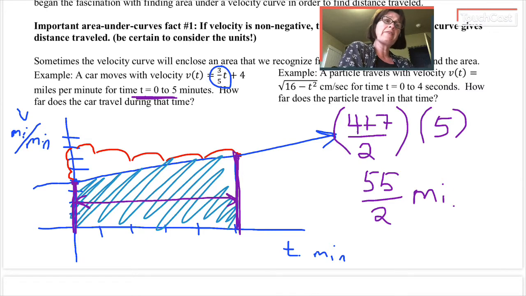So I just did it. I figured out the distance traveled by something traveling at a non-constant speed. And that's my big idea here. If I can find the area under the velocity curve, that's distance traveled.